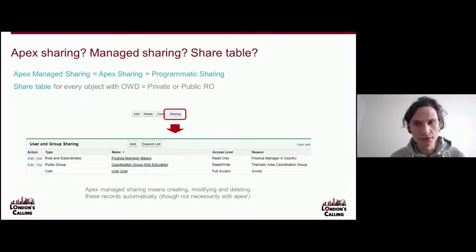The easiest way to visualize what's inside the share table is the sharing button that is sadly for now only available in Classic. If you click that button, you can see essentially a representation of what's in the share table for the object. Here in this example, there's a couple of share records that relate, in this case, to Apex sharing, and one that is a representation of the ownership of the record. So there's a couple of different kinds of sharing that are involved in that table. Apex managed sharing basically means creating and deleting the records that are in that table.